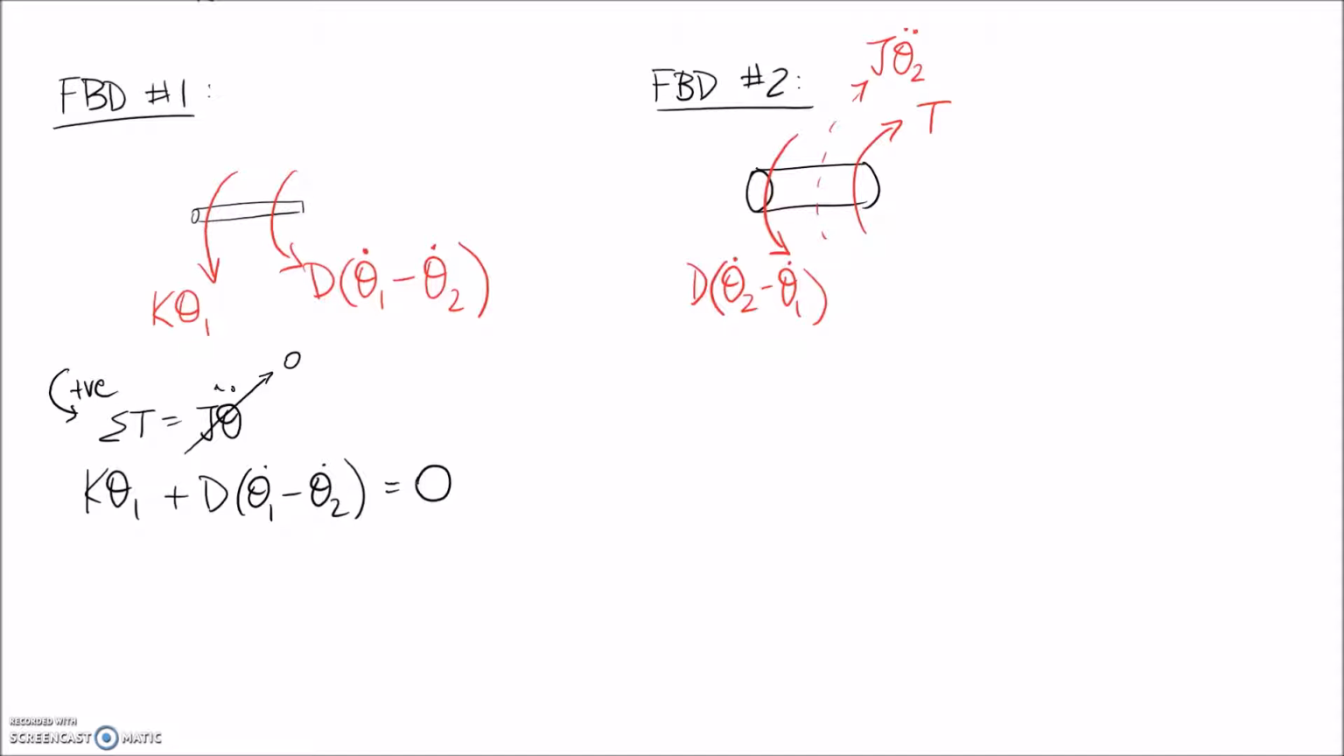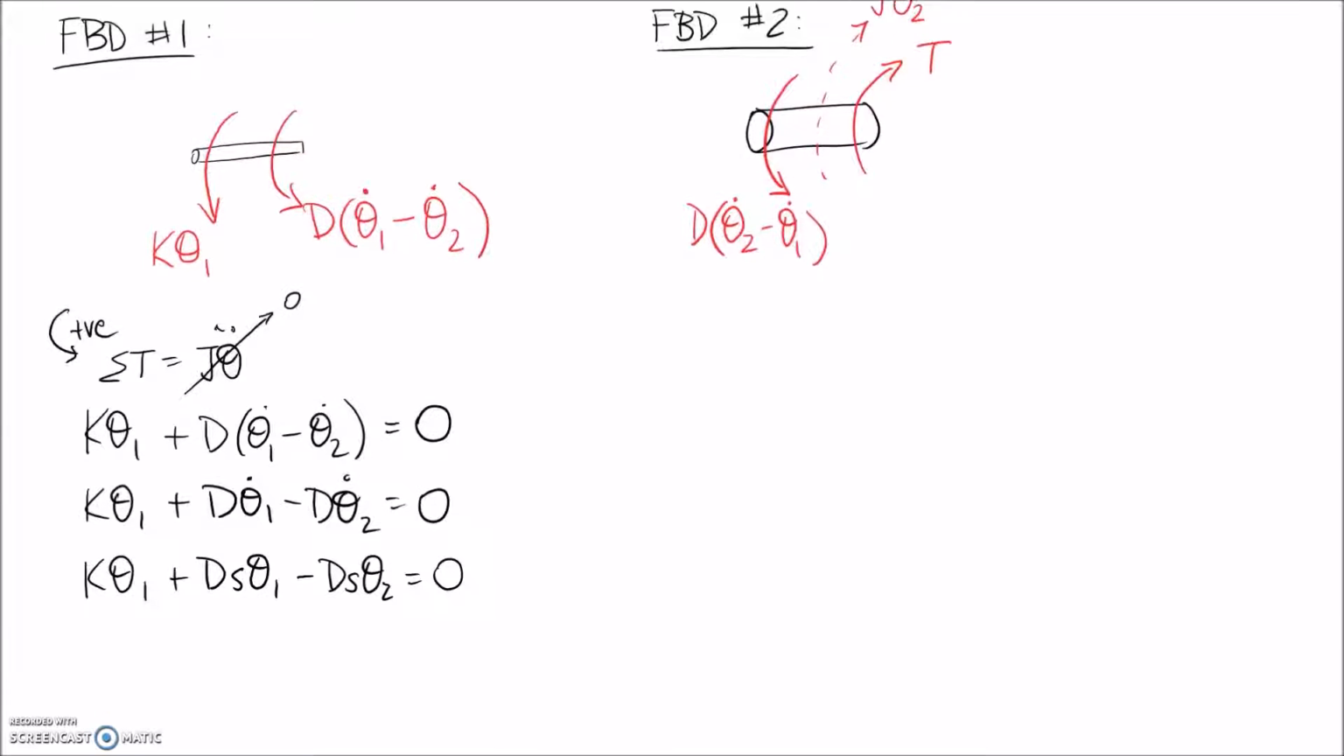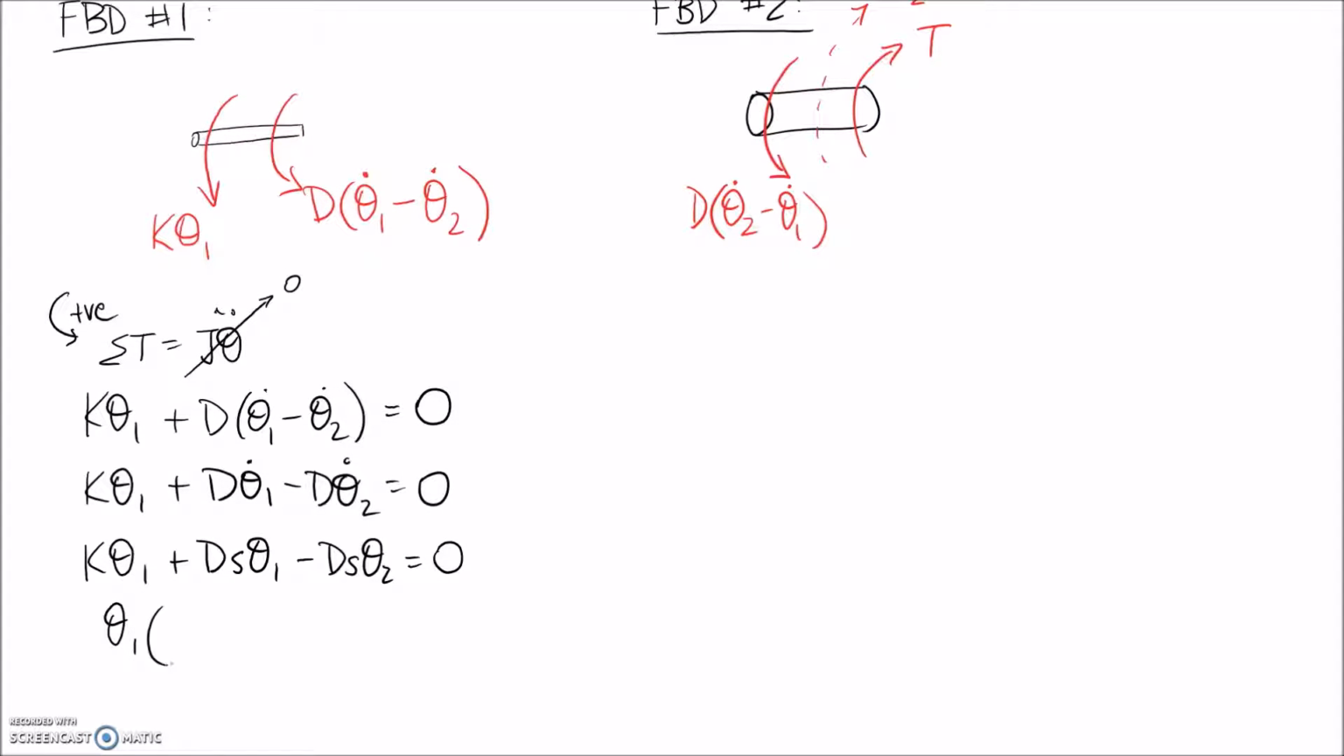So I'm going to expand out the brackets. Now I'm going to Laplace transform it, so basically everything that has a dot gets an s. And now I'm going to factorize it, which will make it easier in a moment when I go to solve it. Taking theta 1 out, I've got Ds and I've got K. Then taking theta 2 out, the only thing we have is Ds. So that's my first equation.